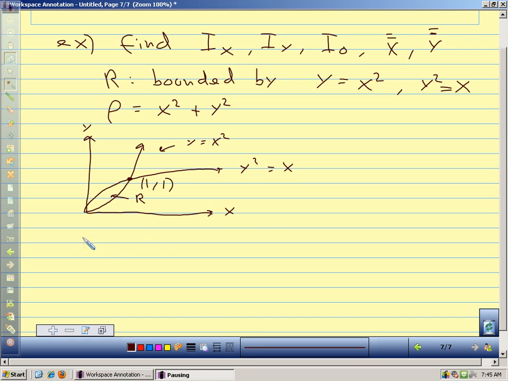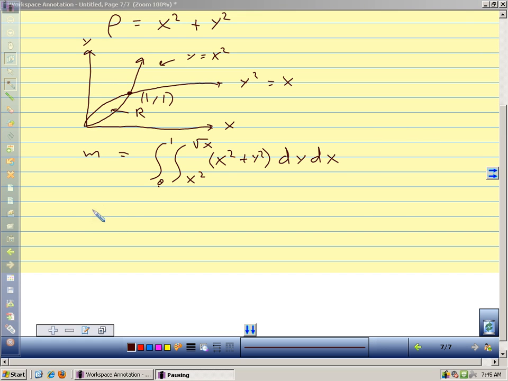So our mass is the integral, y equals x squared to square root of x, x equals 0 to 1, and we put our density function in, x squared plus y squared, dy dx. Now we have our region set up for our integrals. We can just plug in what we need for our moments.